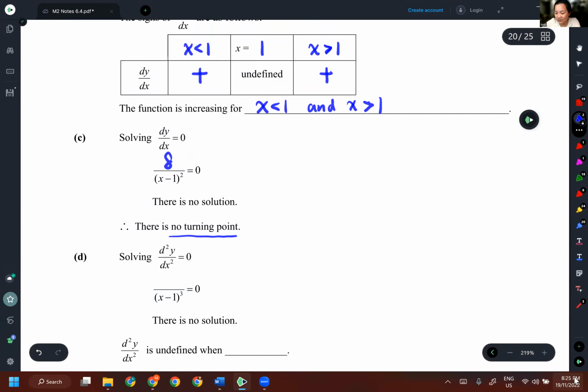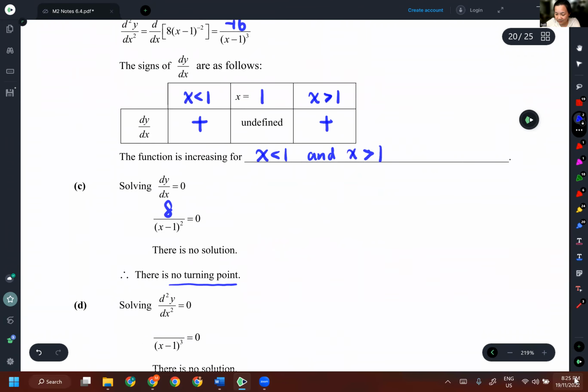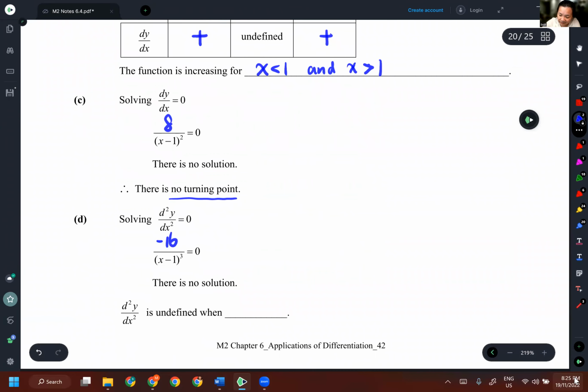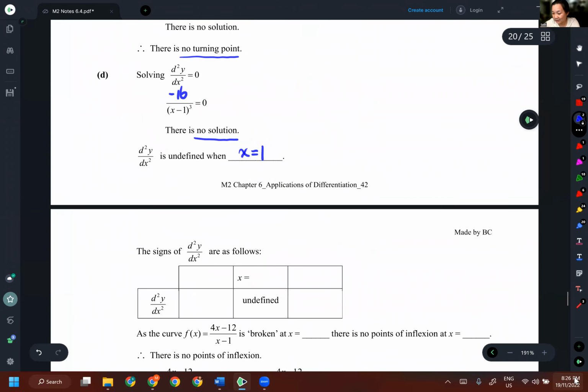Solving the second derivative equals 0, we also have nothing. No solution. And this one is undefined when x equals 1, right? We also need to consider where it's undefined. So when x is smaller than 1, it's positive, and when x is bigger than 1, it's negative.